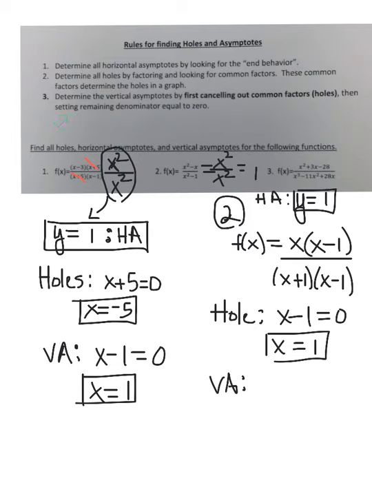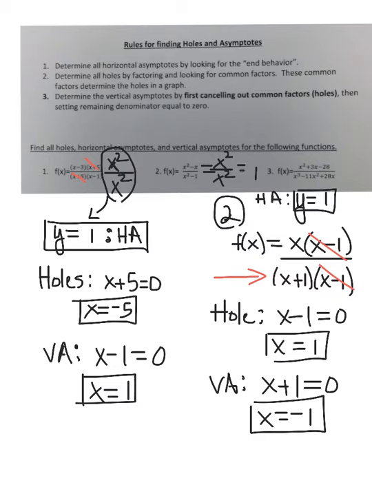denominator equal to 0. So I'm going to go over here, and I am going to cancel out my common factor. And the only remaining portion of the denominator that I have is that factor of x plus 1. So we just take x plus 1, we set it equal to 0, and we have x equals negative 1. That would be my vertical asymptote.